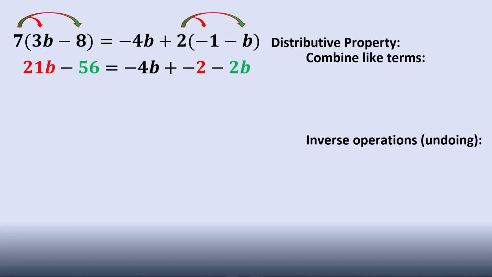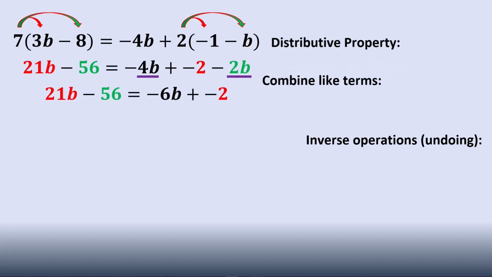7 times 3b is 21b. 7 times 8 is 56. 2 times negative 1 is negative 2. 2 times b is 2b. We combine negative 4b and negative 2b to be negative 6b.